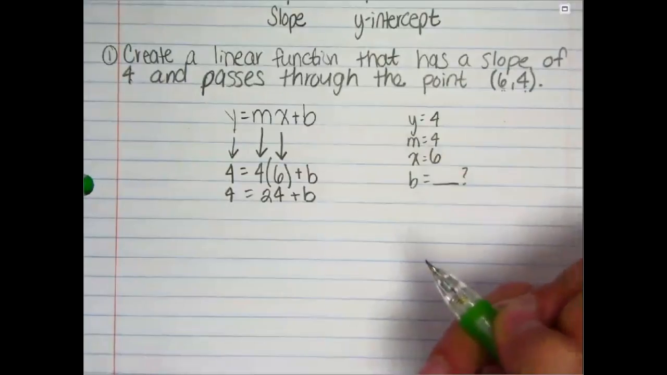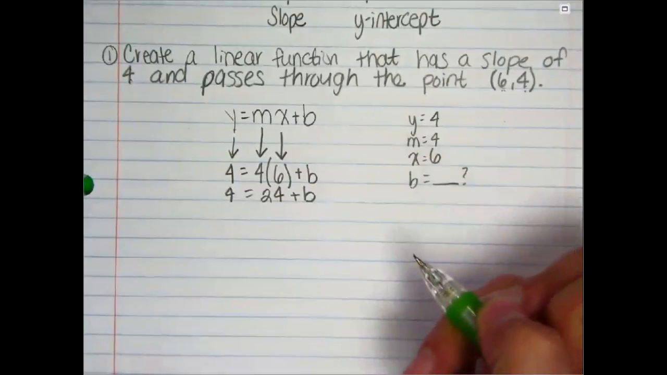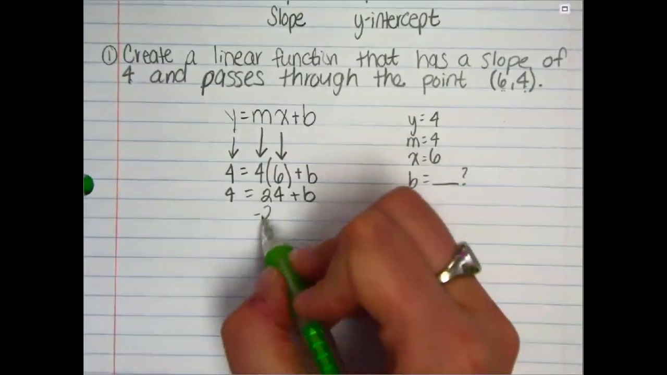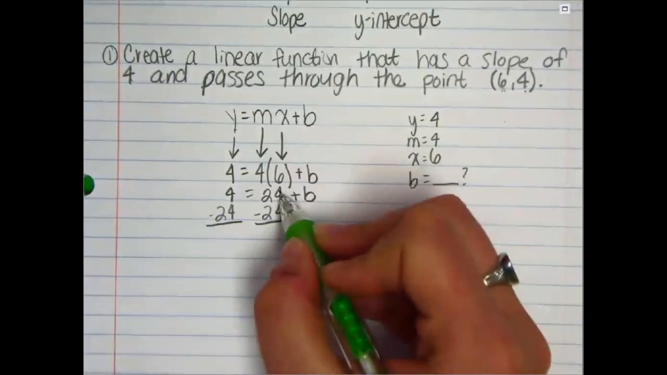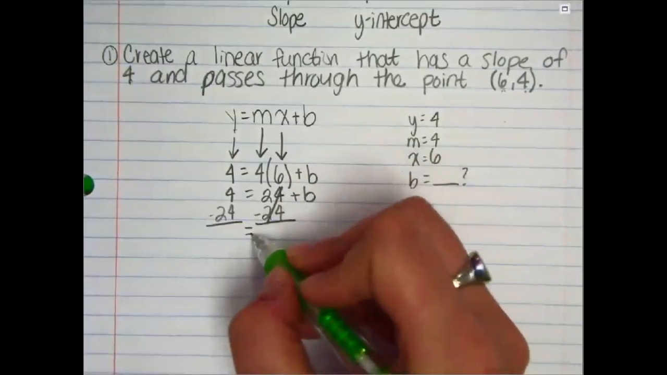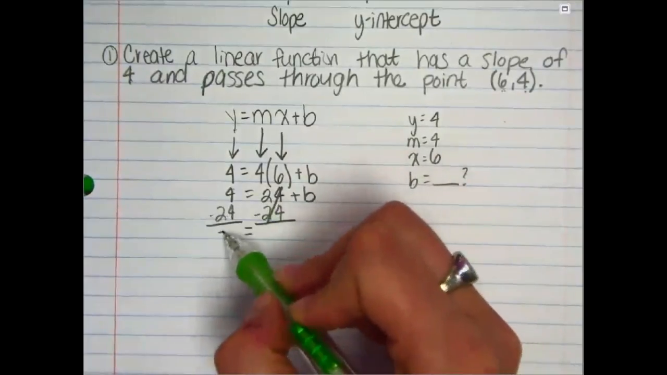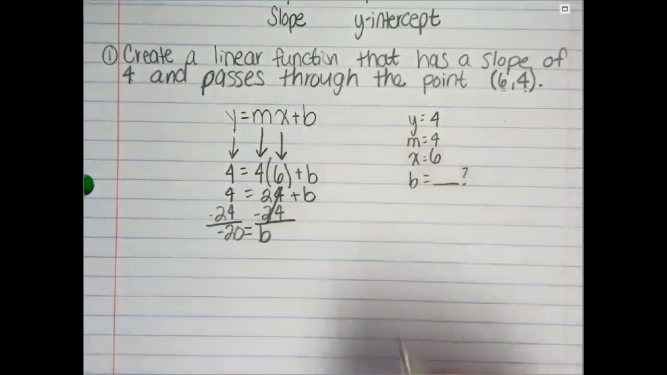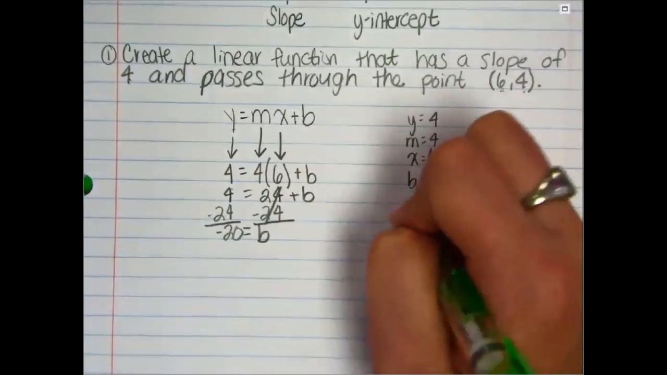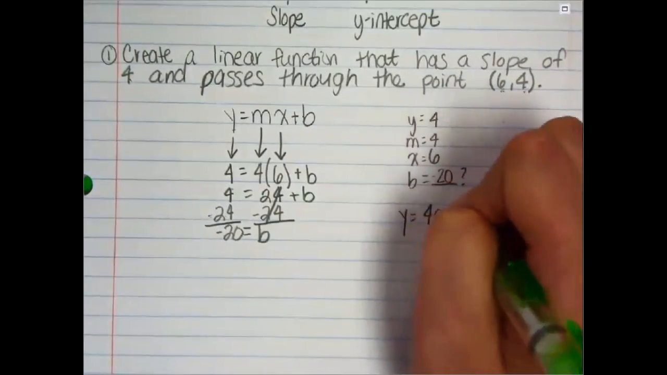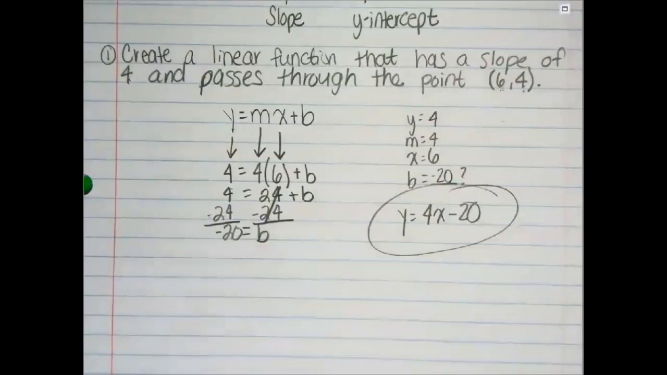Now what do I do to solve for b? Olivia? You subtract 24 from each side. 24 minus 24 creates a 0. And 4 minus 24 is negative 20. Whoa! Did I get the same thing I did with my graph? Whoa.